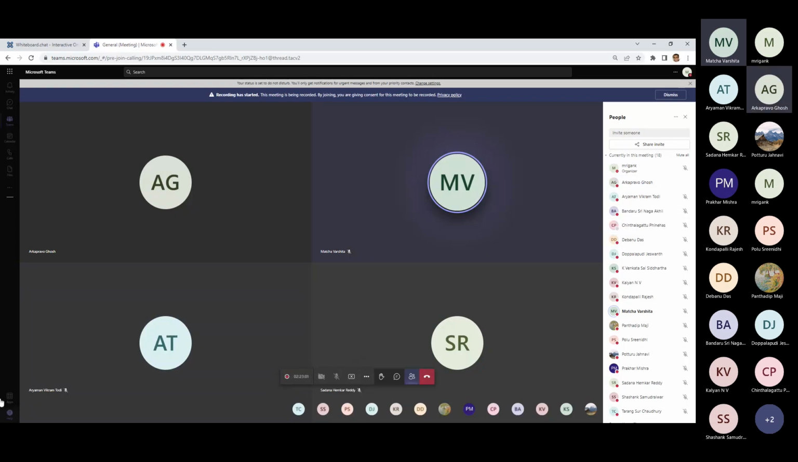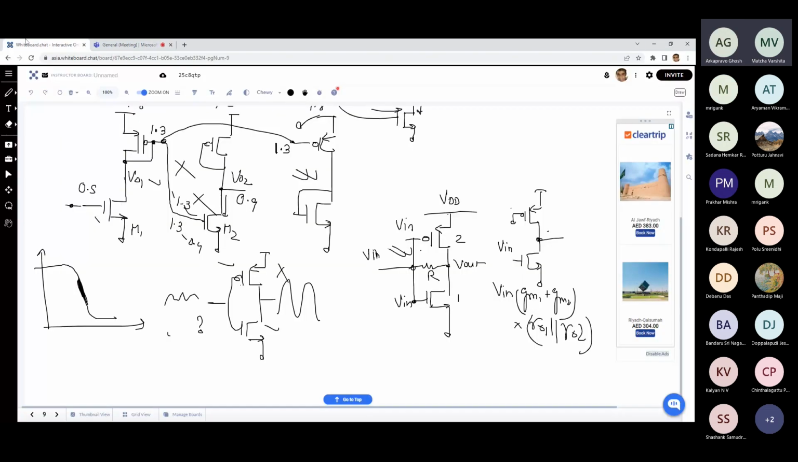What about output impedance? Let me see. The output resistance in case of the inverter is ROP parallel RON, so that is large. Oh, bandwidth limitation, maybe. No, I will give you all the hint. Look at the transfer function I told you. Oh, so it doesn't go to exact zero, maybe.